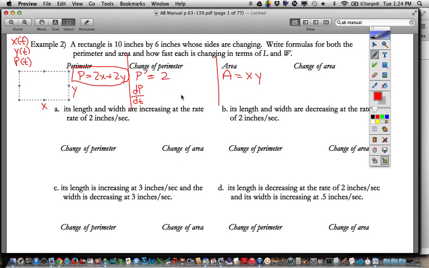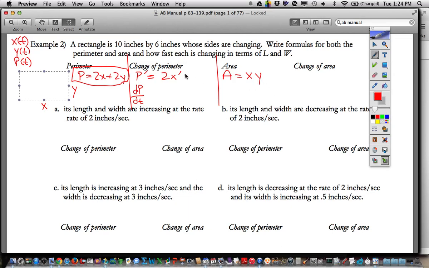Nah, you're following, but that isn't quite right. It would just be 2x prime. Remember how we do implicit differentiation? We do the normal derivative. What's the normal derivative of 2x? 2. And then we tack on an x prime.